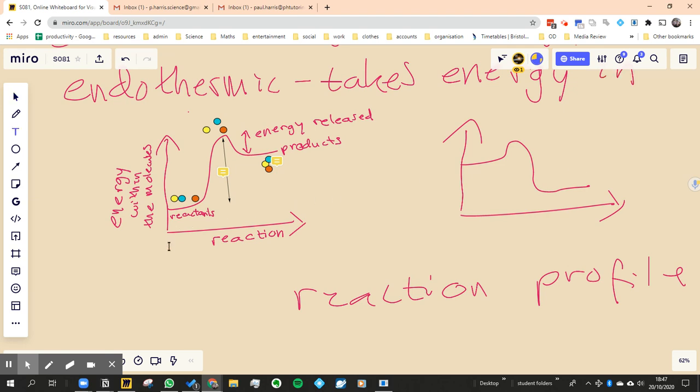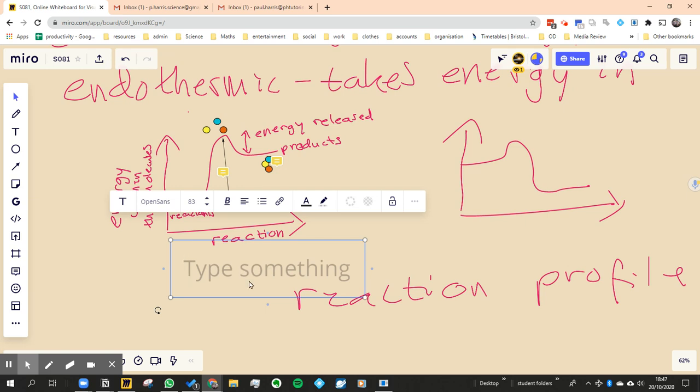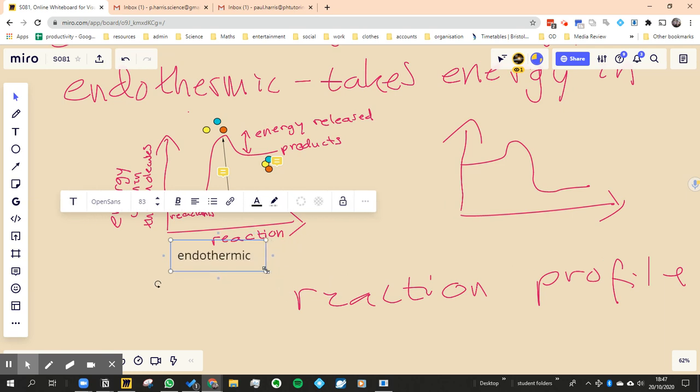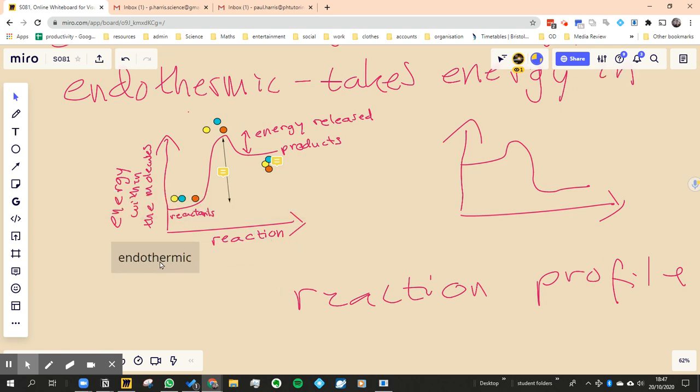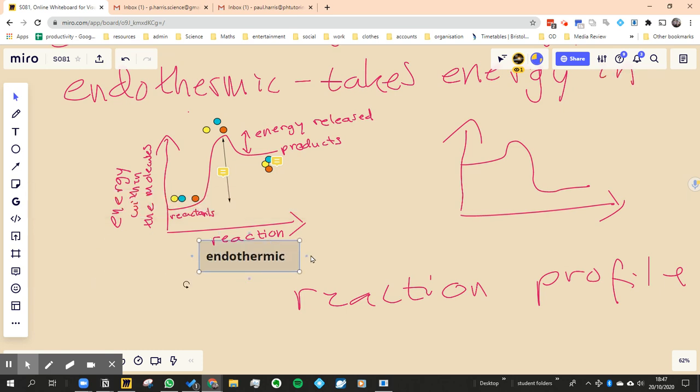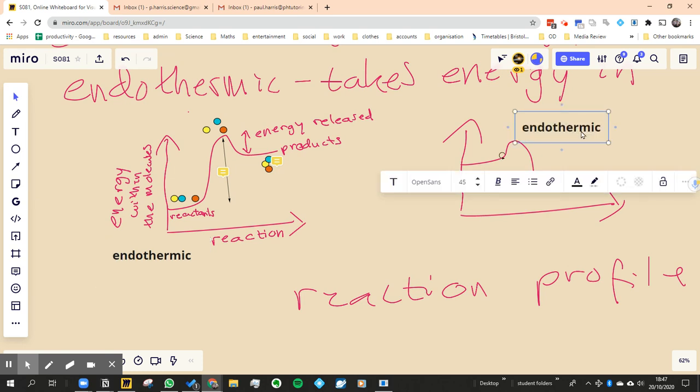So let me just write that down. This is endothermic, because overall the energy that I'm putting in is more than the energy that I'm getting out. And the way you'd experience that is it would actually feel cold, because it would be taking energy from around, so it would be cooling down. And this is exothermic, because it's releasing more energy than you're giving it.